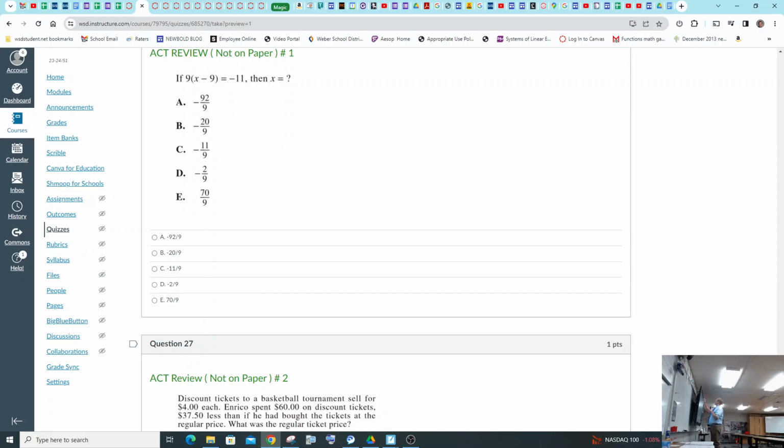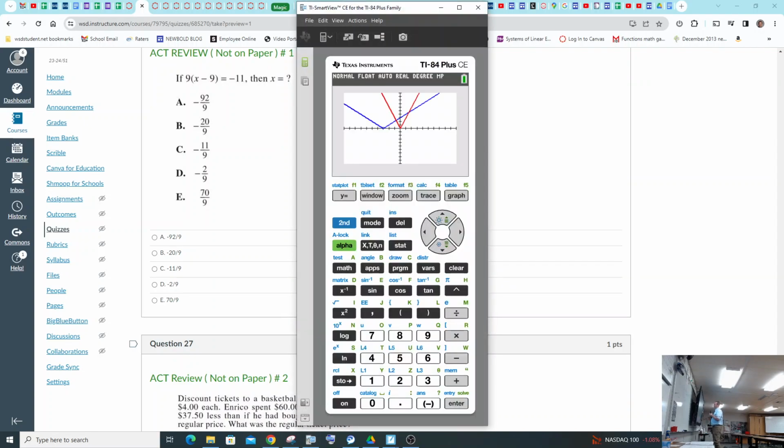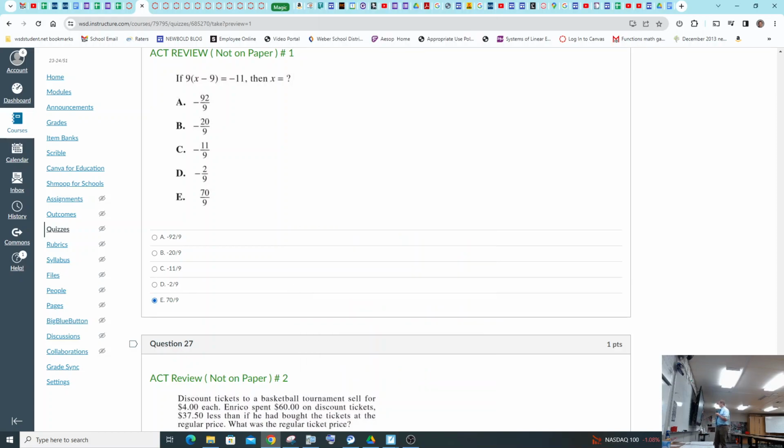But this one you can kind of see. What are you going to do there? You're going to divide by 9, so negative 11 divided by 9, and then we're going to add 9. We're just going to get a calculator and do negative 11 ninths, and then add 9. Do you have a guess of what that is? Then we go math frac. So 70 ninths. 70 ninths is E.